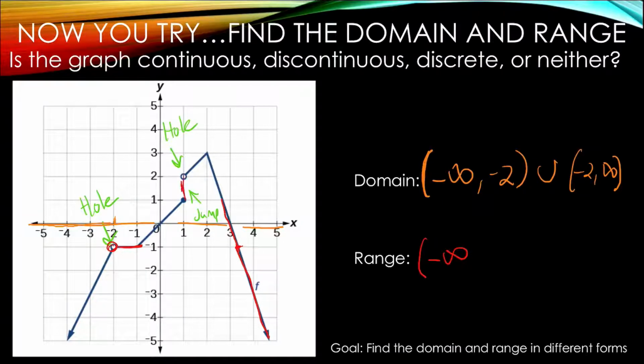Notice same thing that's happening with this jump. I have values over here, so I can keep going. Same thing with this hole. I have a value, so it exists all the way up to 3, and I can use a bracket because it's going to stop at 3. 3 exists. So that's my range. I hope that made sense how I explained that. If not, come talk to me and we can talk about it some more.